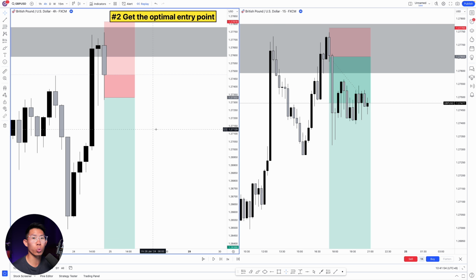And the reason is because we had a better entry. And that is why you guys also need to make use of the smaller time frames to look for a better entry point, so you can really have those tight stop losses like this 10 pip stop loss.